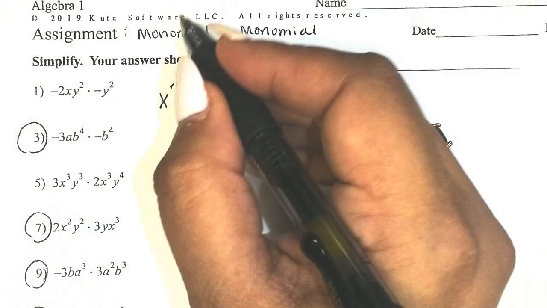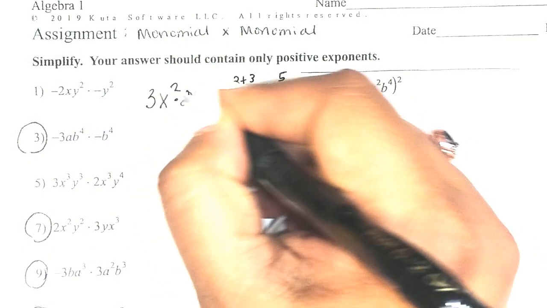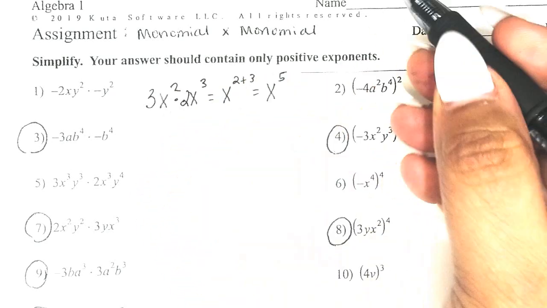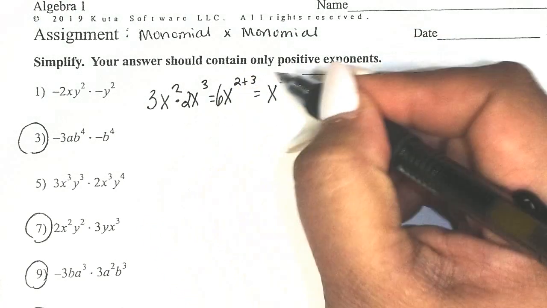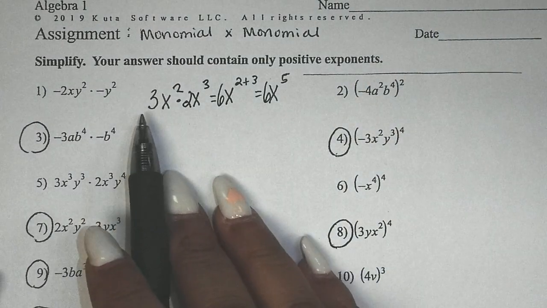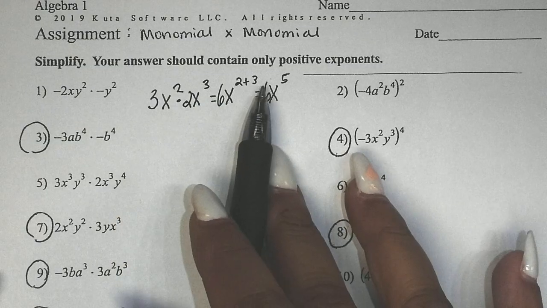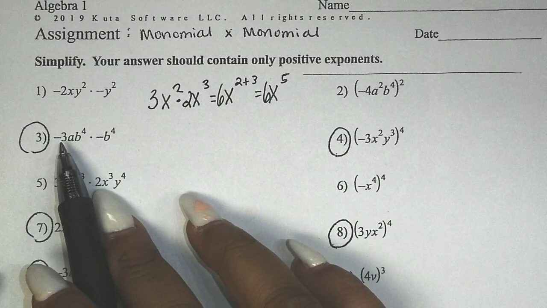Now, if there were numbers in the front, say you have a 3 and say you have a 2, you still multiply the numbers in the front. So that's 3 times 2, which is 6. So again, multiply the numbers in the front, but what do you do with the exponents on variables? You add them.